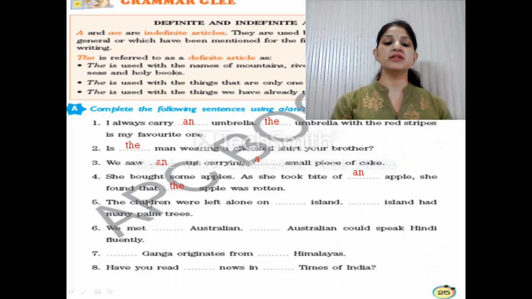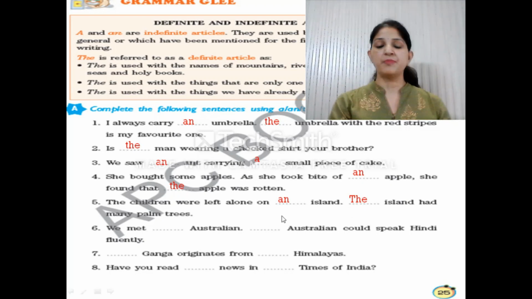Now the next one is, the children were left alone on dash island. So island, here you can hear a vowel sound, and the first time when we are talking about a vowel we will use an, and here we are using island again for the second time. So without thinking any more, we will be putting the with the same noun the second time. Here we know which island they are talking about.